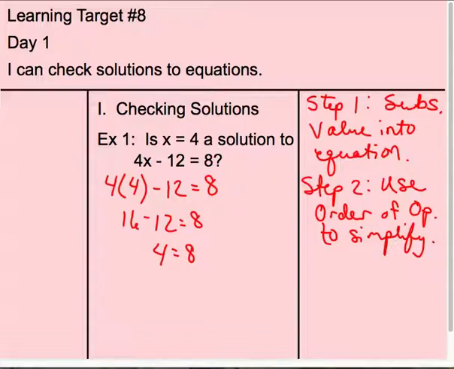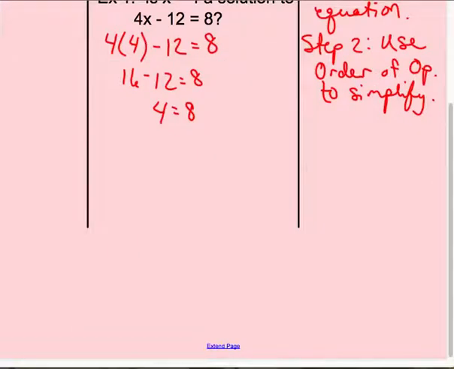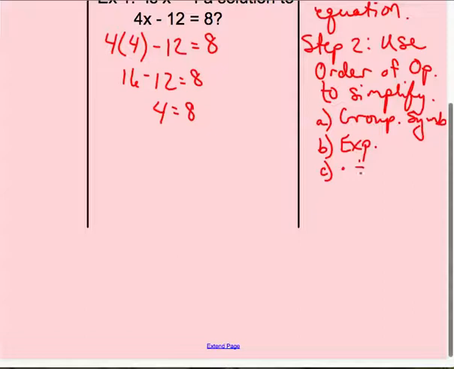And as a reminder, there are only 4 steps in order of operations. So step 1, I'm going to call it A since I'm already under step 2 for our process, is grouping symbols. The second step in order of operations is exponents. The third step is multiplying and dividing left to right. And our fourth step is adding and subtracting left to right.